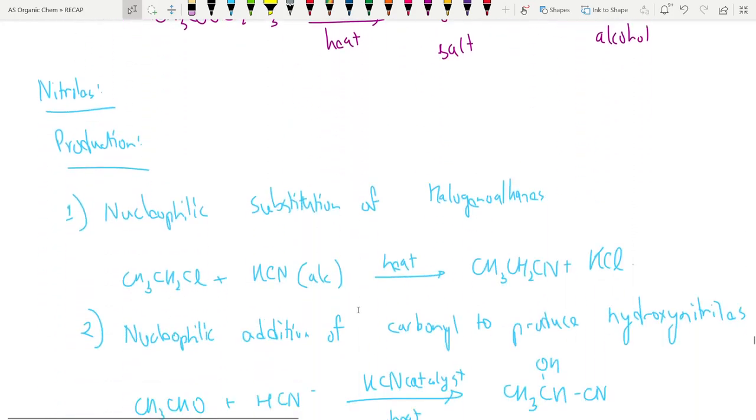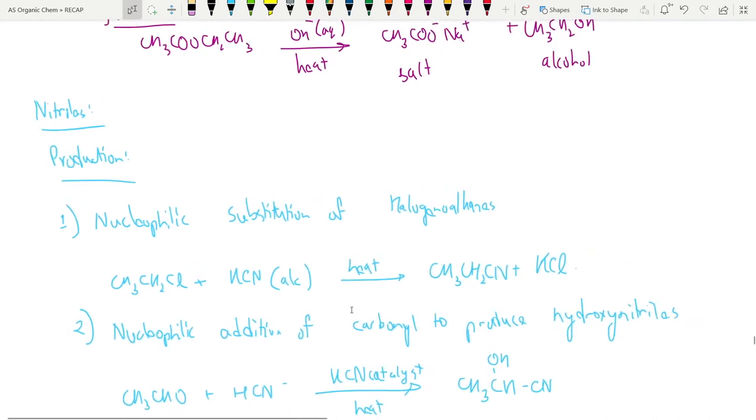So what about nitriles? We can produce nitriles in two ways, either nucleophilic substitution of halogenoalkanes using ethanolic KCN and heat to form the nitrile, or using nucleophilic addition of carbonyl compounds. So this actually requires heat according to the syllabus. Although you won't see it in the question paper at times, it actually requires heat. Okay, nucleophilic addition requires heat.